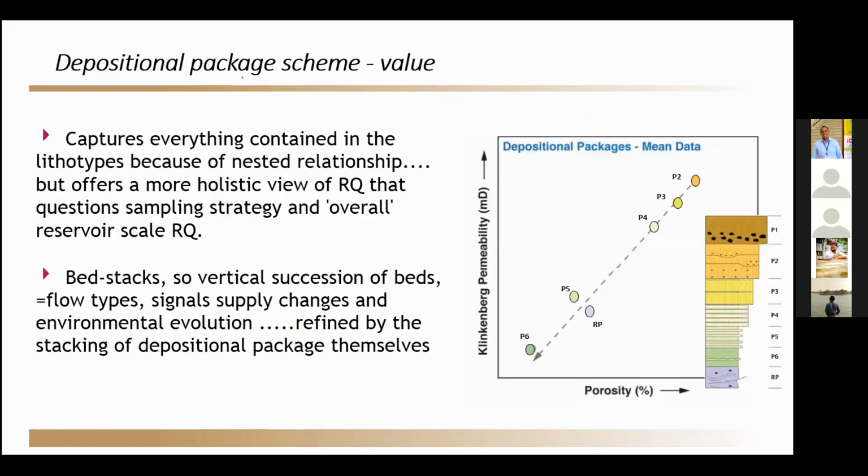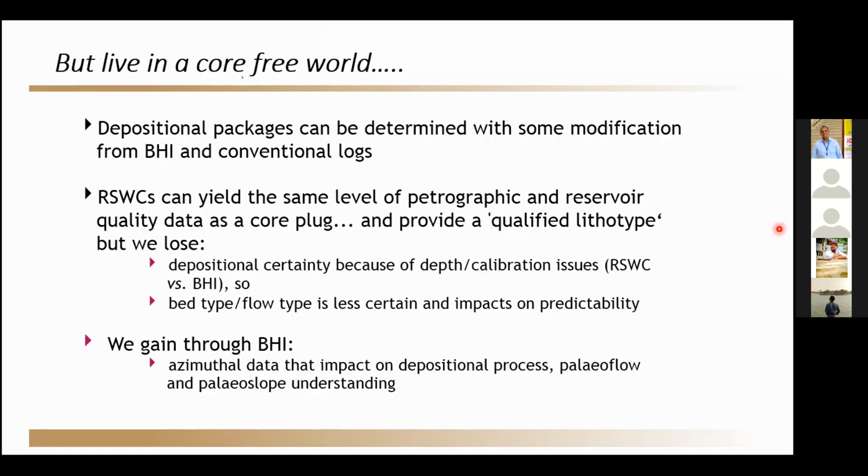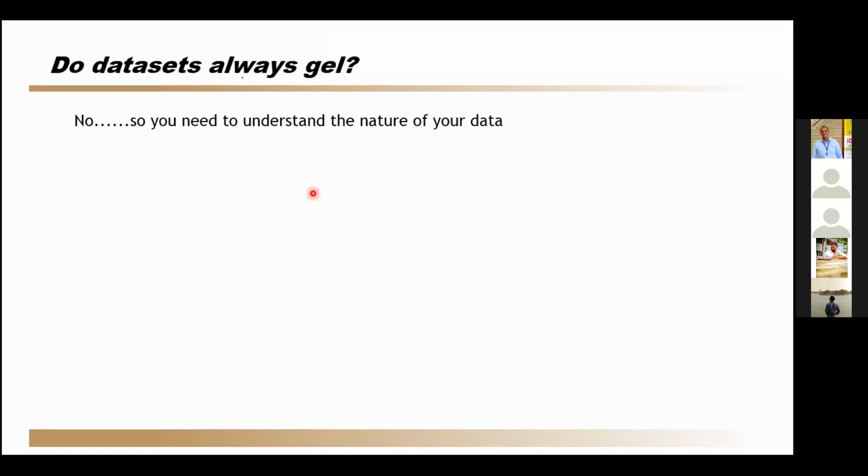For example, you will have P1 and P2 in the core. I need to know the aerial distribution of P1 and P2. It will come from the borehole image. The upscaling of the depositional package from the core to the borehole image will give you azimuth data and the paleo currents that control, and give you the clue to predict your reservoir. So the upscaling is very critical because we live in a core-free world.